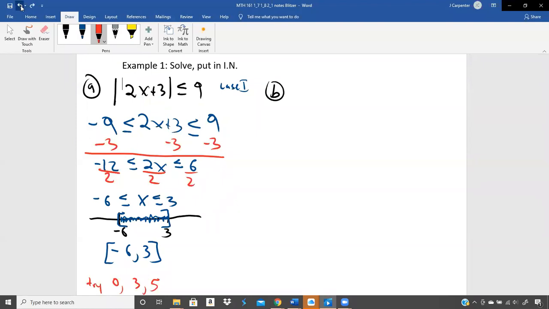Let's try out positive 3, which was that far border. Try positive 3, 2 times 3 is 6, 6 plus 3 is 9. The absolute value of 9 is 9. 9 is less than or equal to 9, so that works. So this far right solution worked.